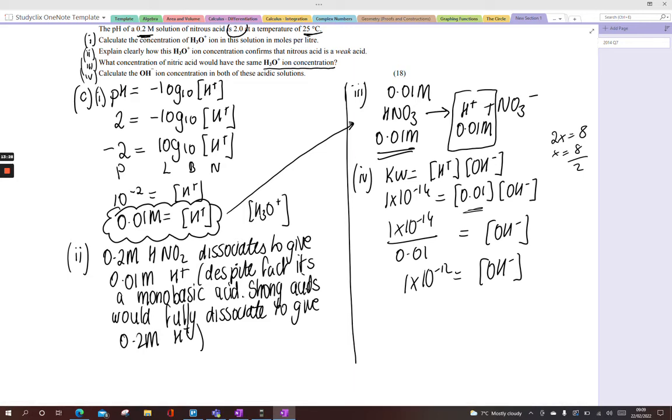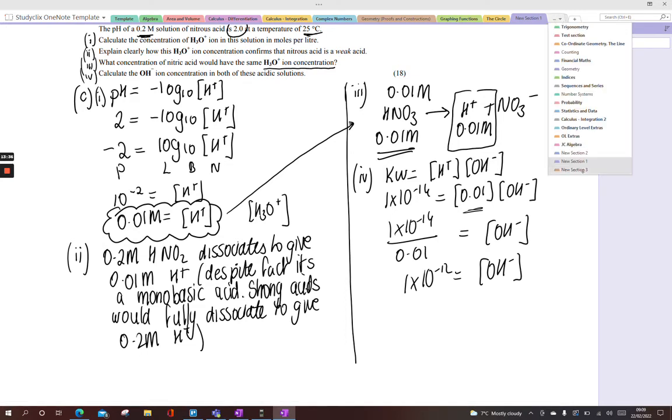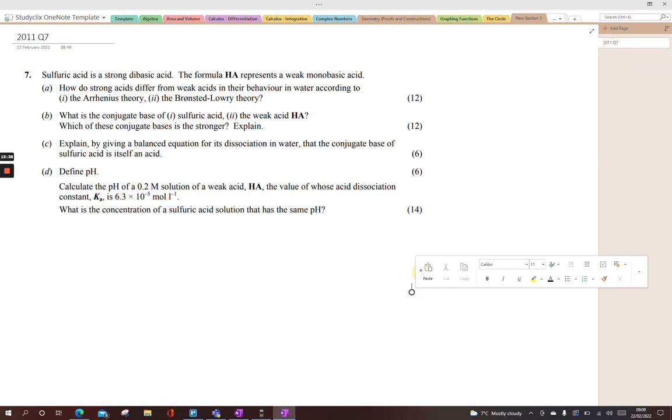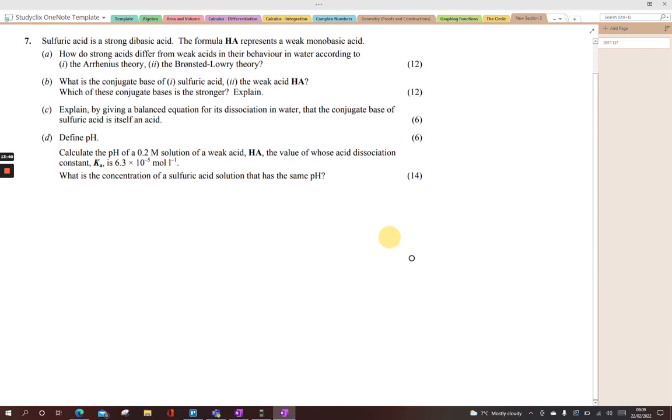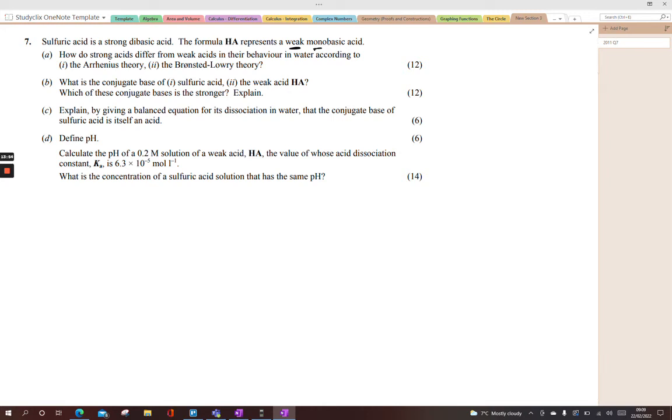That's that one done. The remaining bit of that question was your test for your nitrates in water as well. And then your last one there, 2011 question 7. Sulfuric acid is a strong dibasic acid. The formula HA represents a weak monobasic acid. How do strong acids, so this every year they ask this, differ from weak acids in their behaviour according to Arrhenius? So discuss both.